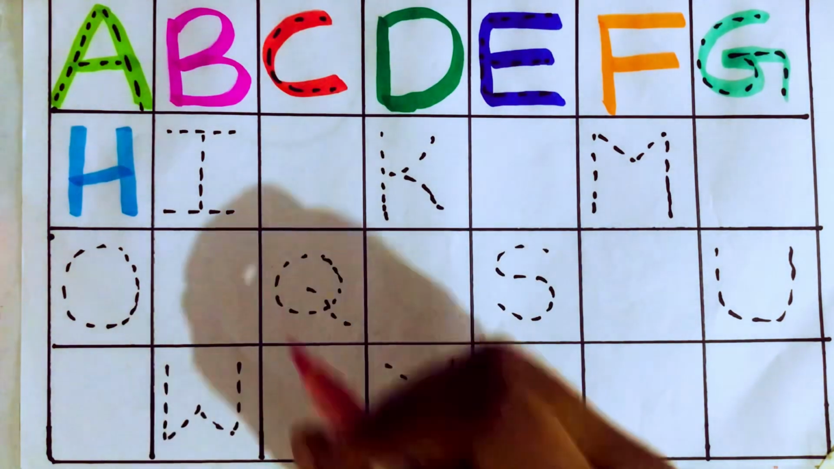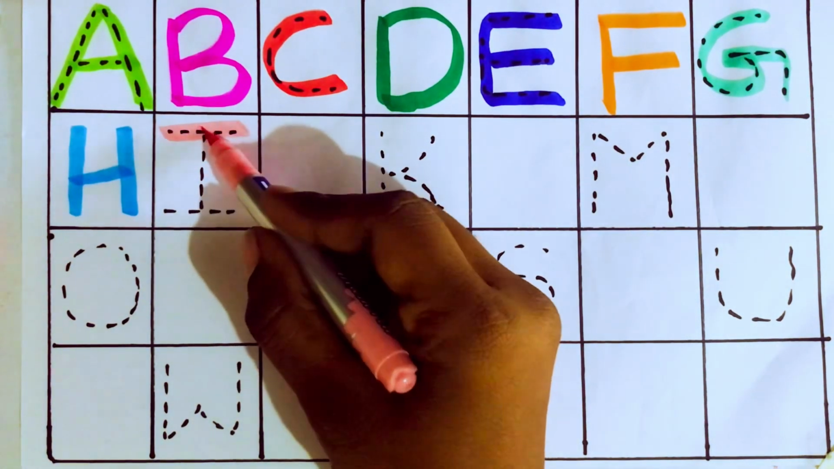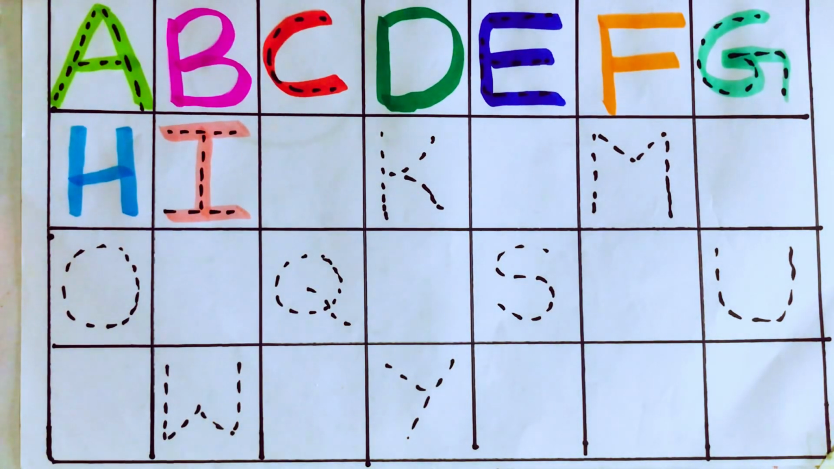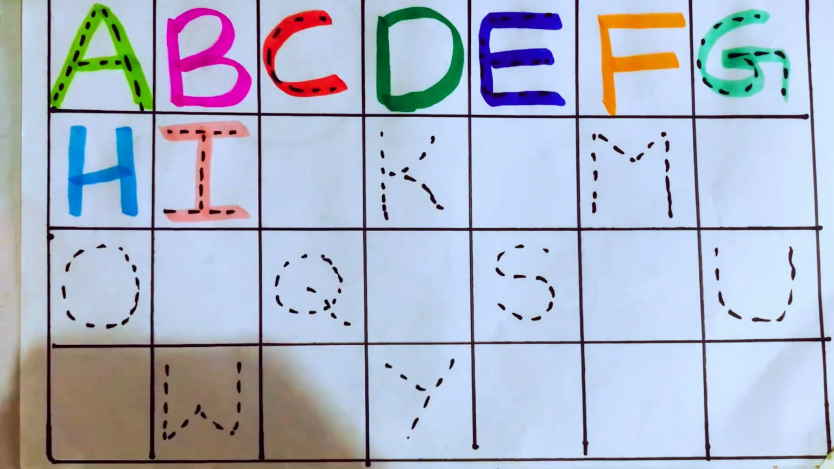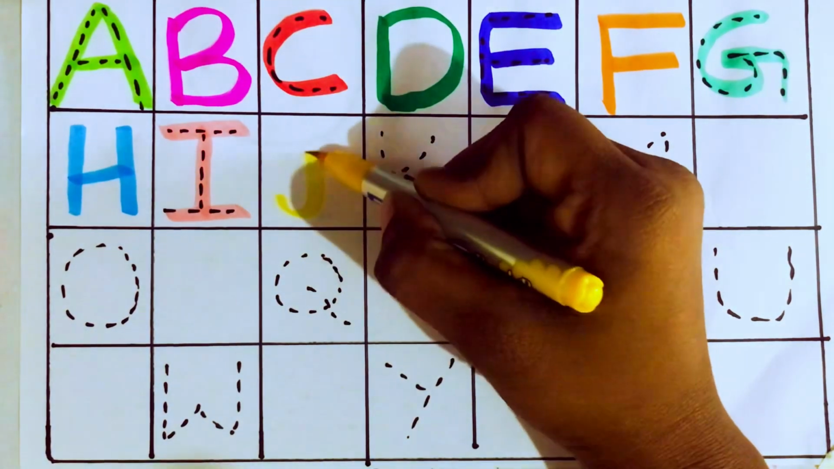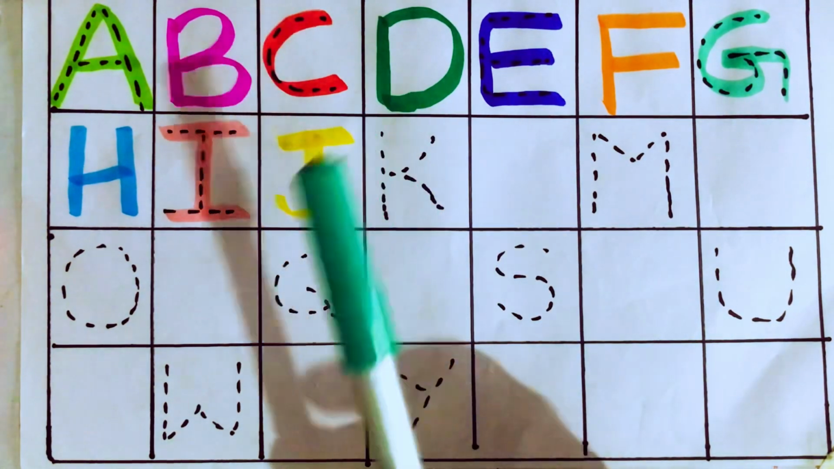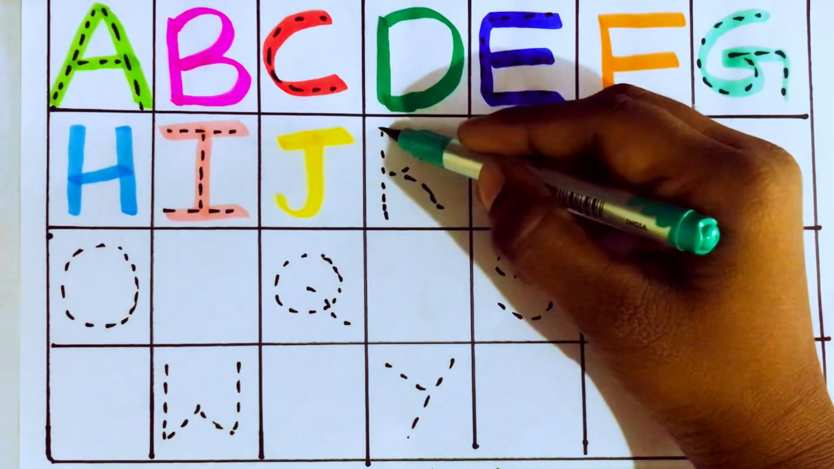Pink color, H after I. Which letter kids? I. I for ink. I for ink. Yellow color, I after J. Which letter kids? J. J for jar. J for jar. Green color, K.